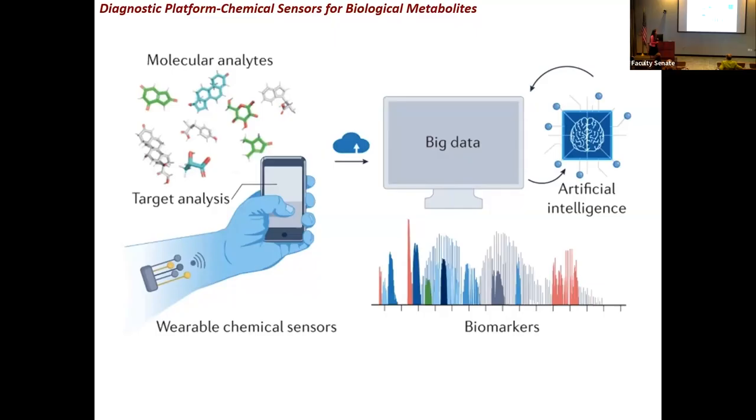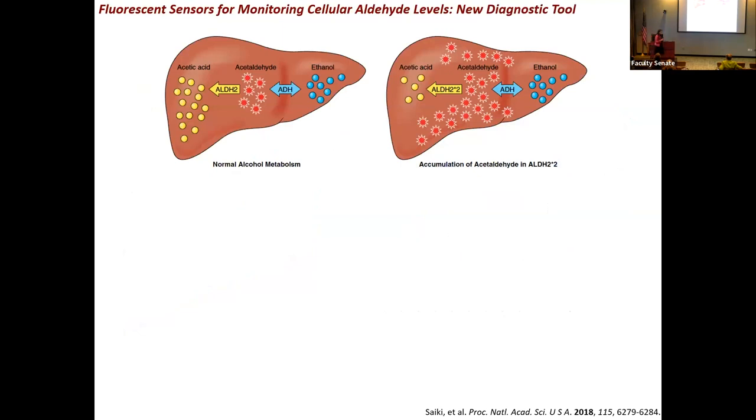And I want to give you one particular example of a metabolite which we have developed a chemical sensor for, and that is aldehydes. Now, what are these aldehydes? When we drink ethanol, our body produces a lot of aldehydes. When we use perfumes, we inhale a lot of aldehydes. When we use any kind of cosmetics, we inhale a lot of aldehydes. And especially nowadays, whenever we wash our hands with sanitizer, we inhale a lot of aldehydes.